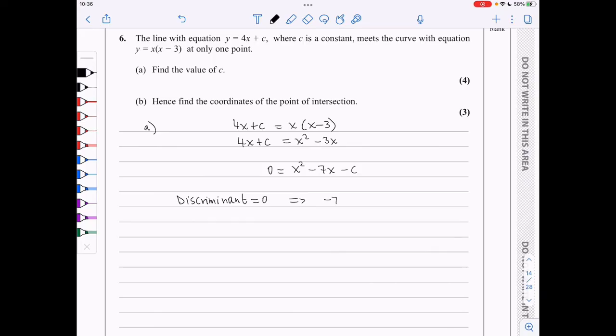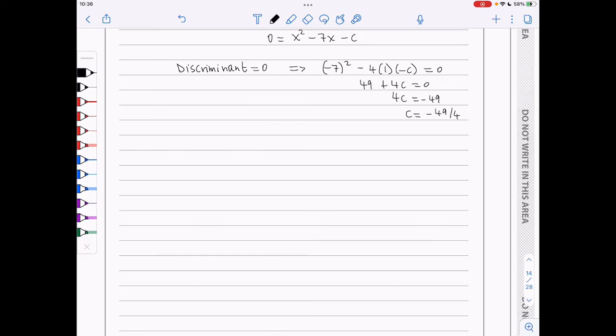So b squared minus 4ac is 0. So 49 plus 4c is 0. 4c is negative 49, which means that c is minus 49 over 4. That's the value of c. And it says, hence, in part B, find the coordinates of the point of intersection.